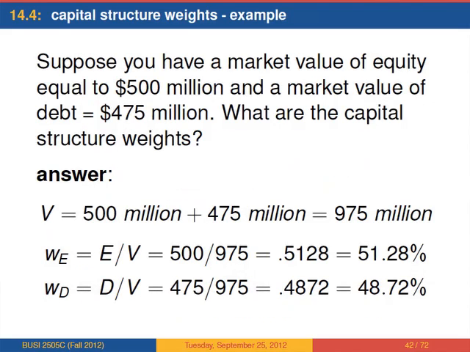Here's an example where the market value of equity is 500 and the market value of debt is 475. So the total enterprise value is 975, and therefore the weight of equity is 51% and the weight of debt is 48%. Anytime you do these kinds of weights, an important check is that they sum up to 1. If your weights don't sum up to 1, you made a mistake somewhere.